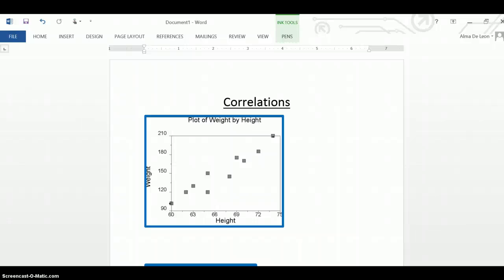Okay guys, today we're going to talk about correlations, and they're very simple. There's basically three different types of correlations. There's positive, negative, and no correlation. Co means together, and relation is kind of like a relationship. We're looking at two different variables and we're trying to see, is there a relationship between the two?